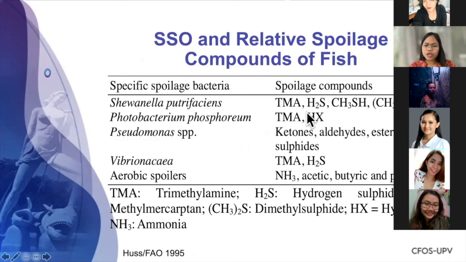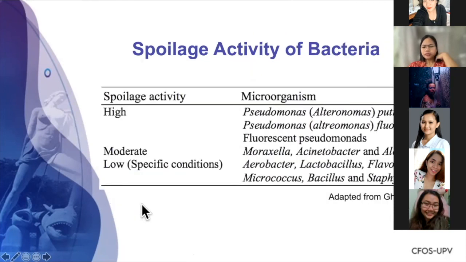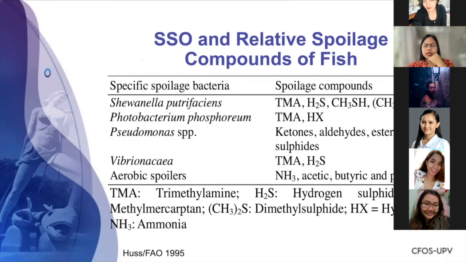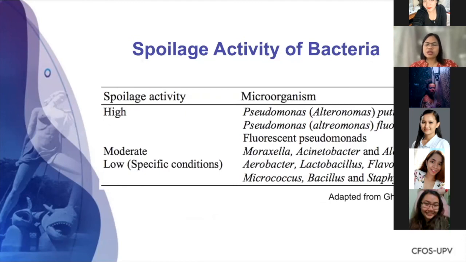So, I am sure you are familiar with TMA, that's trimethylamine, yung mga short abbreviations ng mga compounds. You can find them here, okay? Kapag mga amines yung compounds, most likely ang manifestation nun sa spoiled fish is ammoniacal odor and flavor. Kasi this would lead to the production of ammonia.